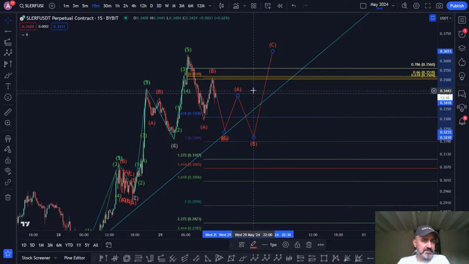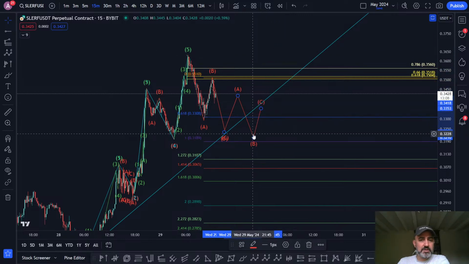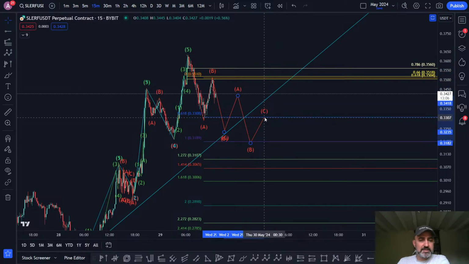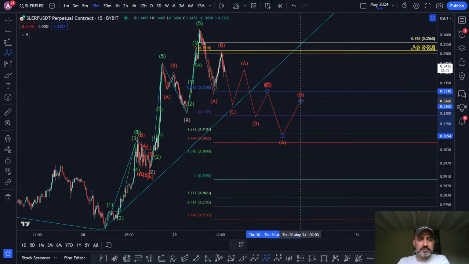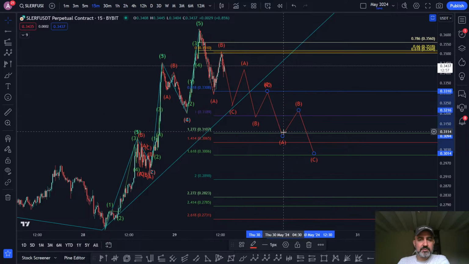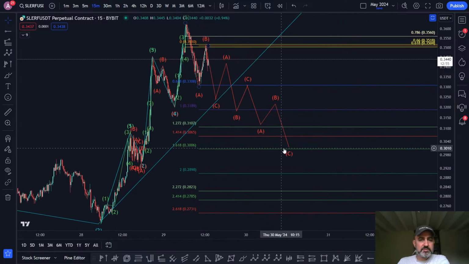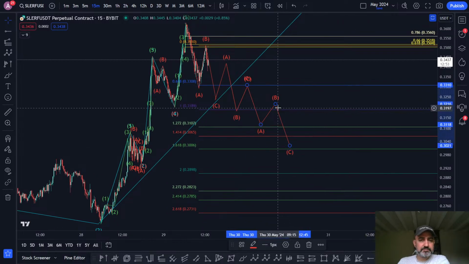I'm just making this up. This is all speculative. I don't know. I'm just making this up. Let's say we have a really prolonged, deep combination of zigzags taking us down to that kind of 1.618 area down to here.